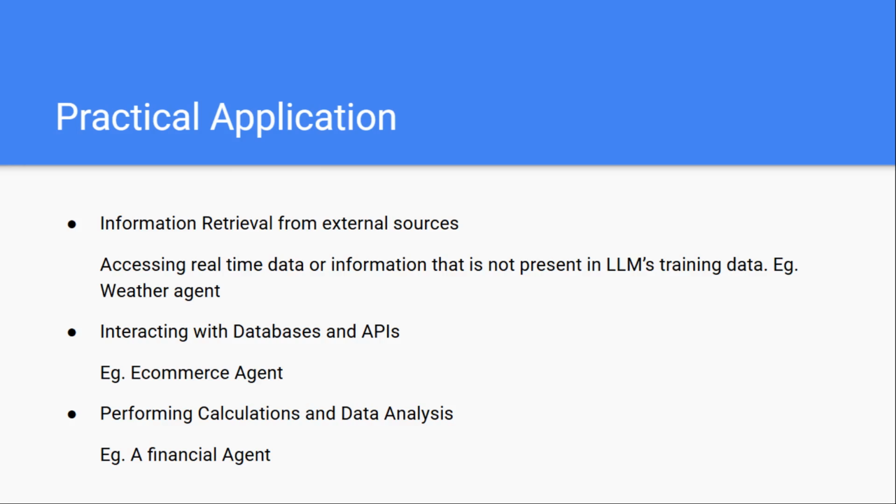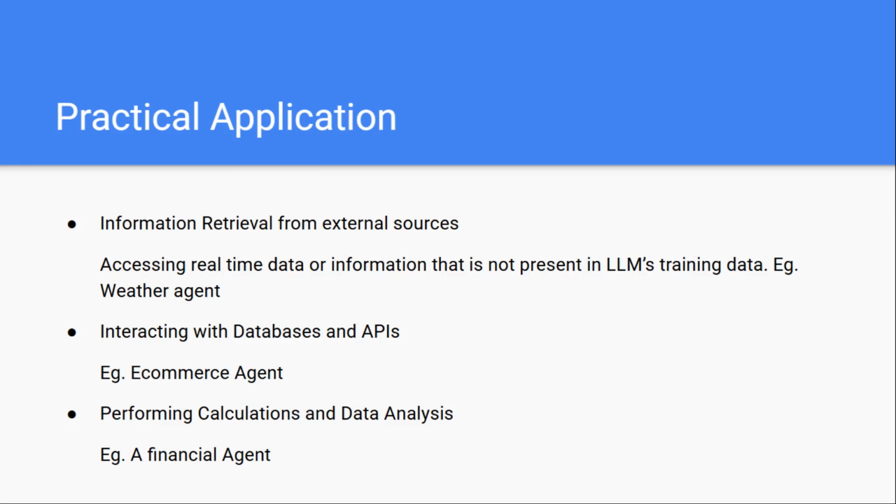The third application can be doing calculations and data analysis, where an agent could use external calculators, data analysis libraries, or statistical tools. A typical use case can be considered as a financial agent, where the tool inside it could be a calculator function, a stock market data API, or maybe a spreadsheet tool. And the flow could be something like this.